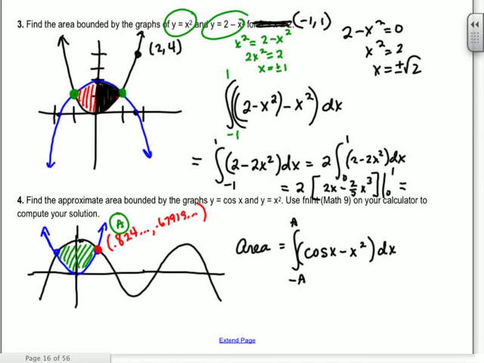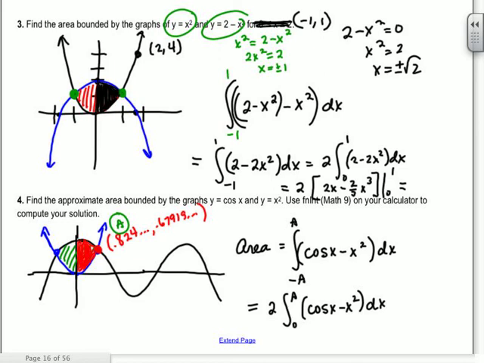Exactly. So if you guys were integrating this by hand, you wouldn't want to plug in A and then negative A and then subtract the values. So Mackenzie asked, can you do 2 times the integral from 0 to A of cosine of x minus x squared? And in this case, you can, because it's symmetric. So this right side that I'm drawing in red is exactly the same area as the left side in green.